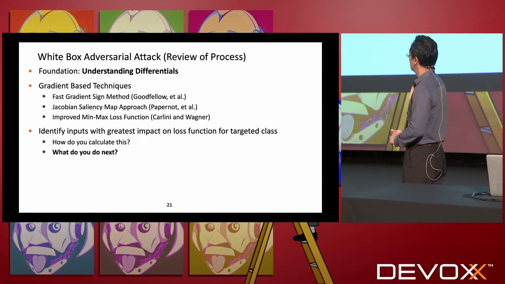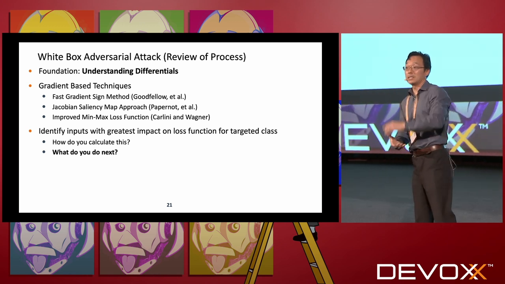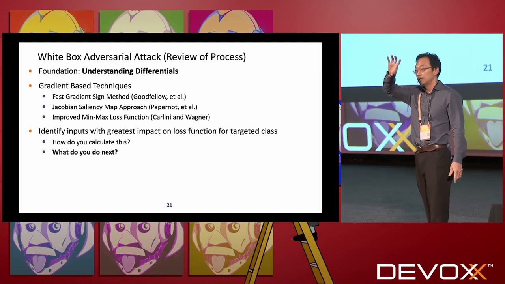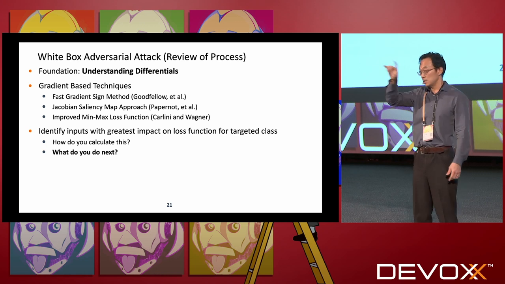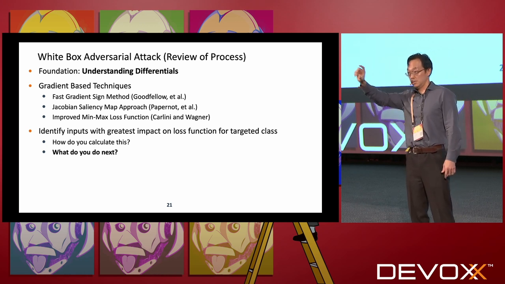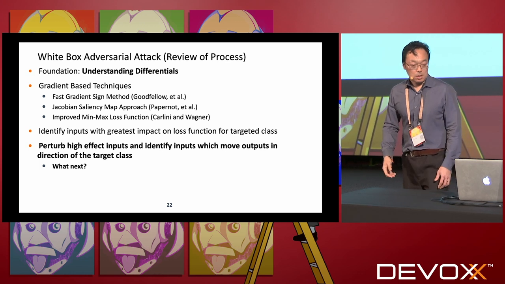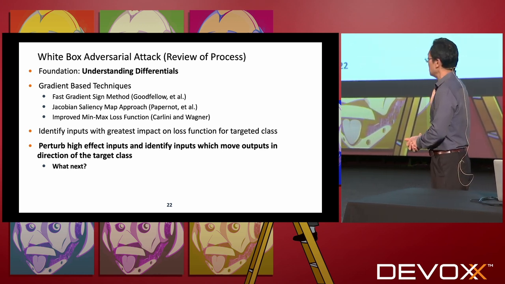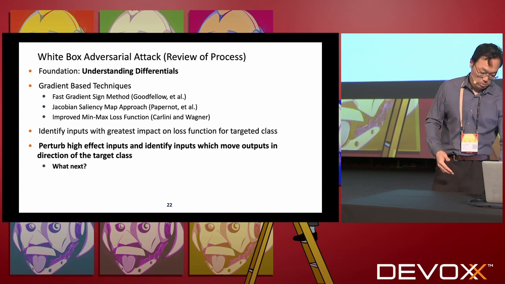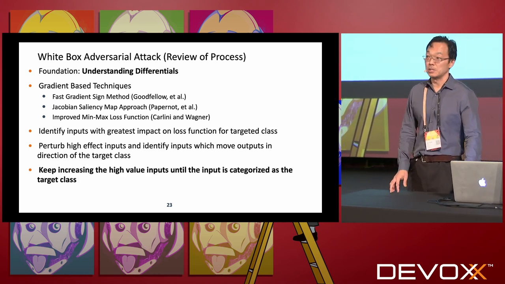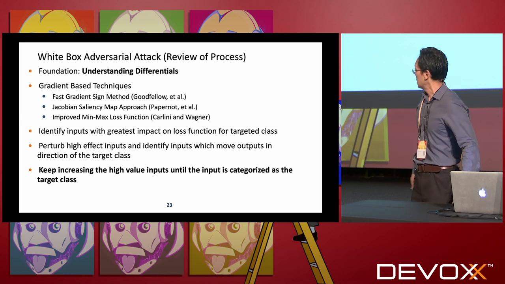And what do you do next? Does anyone know? Yes, exactly. So remember the Jacobian? We basically have to calculate that table of the classes with respect to the inputs. And then we know which to focus on, right? And then we figure out which pixels to move up, which pixels to move down, and keep on increasing the value until we get our target output that we want from the neural network. Okay? Take steps, and that's it.